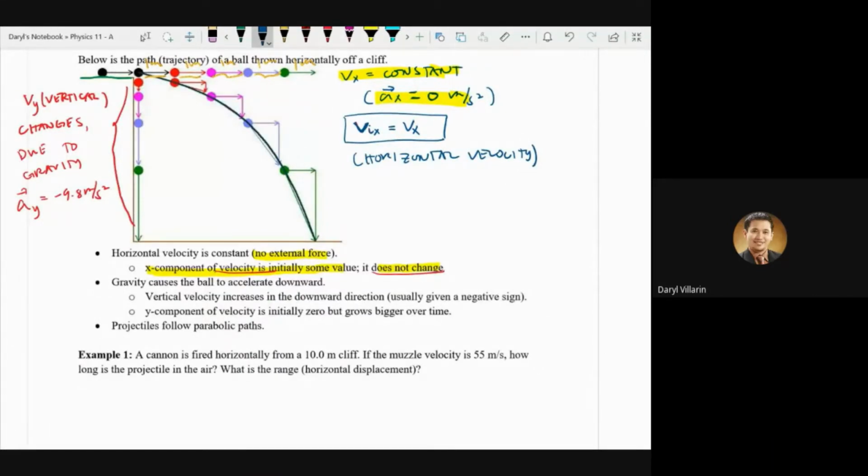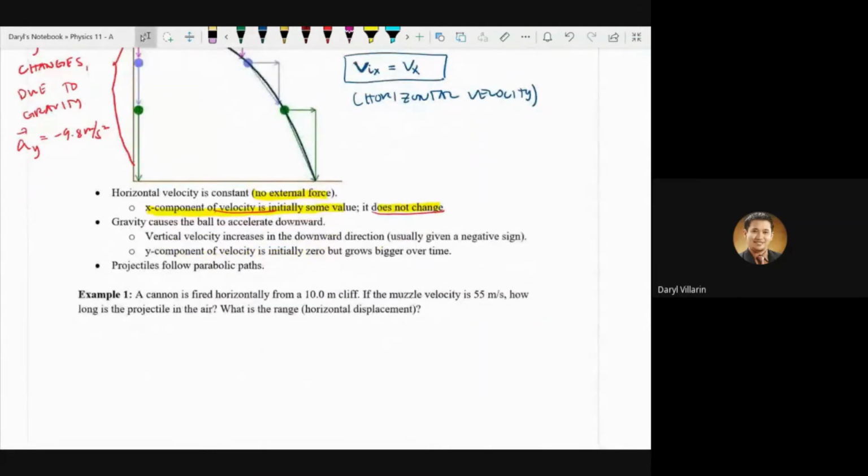Okay. So gravity causes the ball to accelerate downward. Essentially, the negative sign there indicates the direction of the force acting on the object. And we know that gravity is pulling us towards the center of the earth, so its direction is downward, so it causes the ball to accelerate downward. That's the reason why you have the negative sign. The negative sign actually indicates the direction of your net force, or the force acting on the object. So vertical velocity increases in the downward direction, usually given as a negative sign.